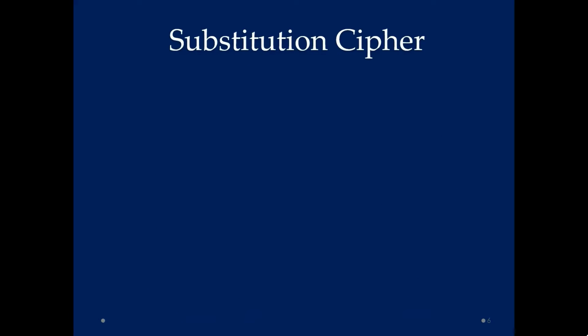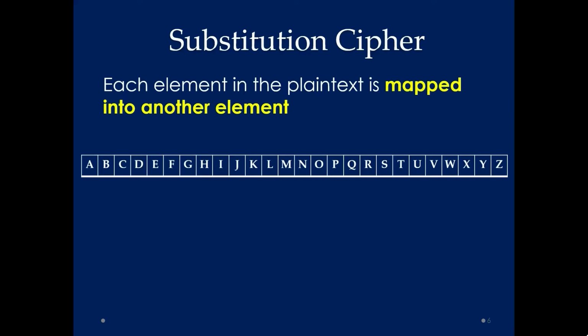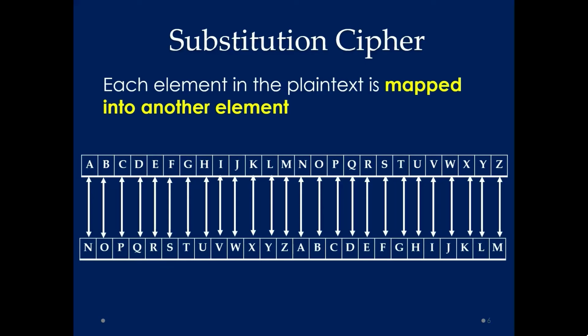Thus, in substitution cipher, each element in the plain text is mapped into another element. For example, these are the 26 capital letters. Each letter is mapped by the substitution cipher into some other letter. For example, A has been mapped to N, B has been mapped to O, C has been mapped to P, and so on and so forth. This is known as one-to-one mapping because each letter is uniquely mapped to another letter out of the 26 letters in the character set.